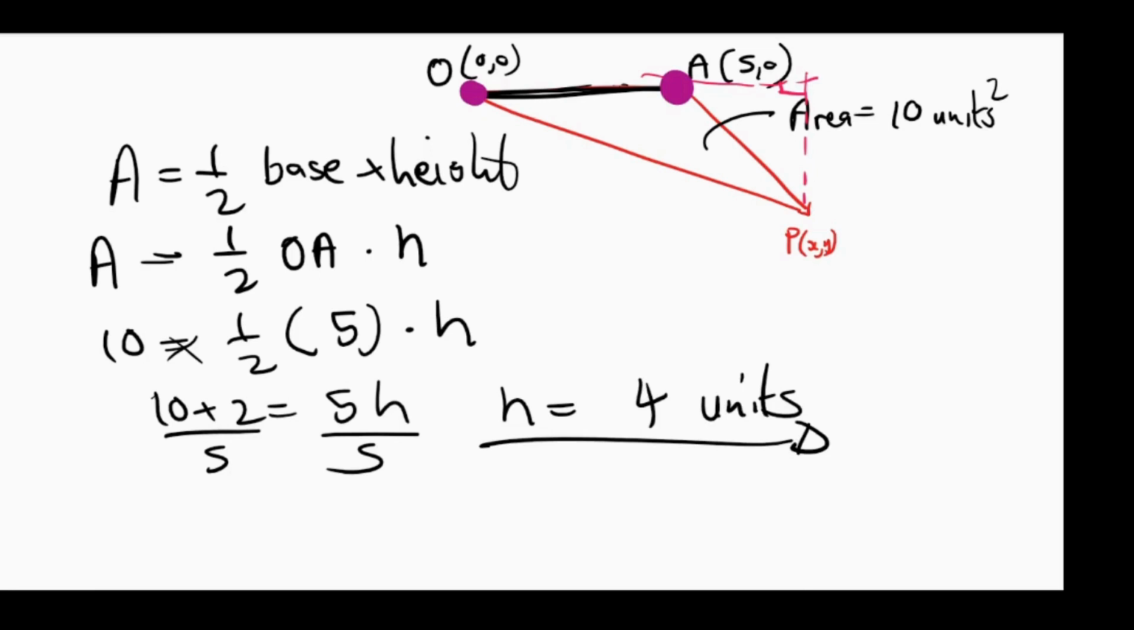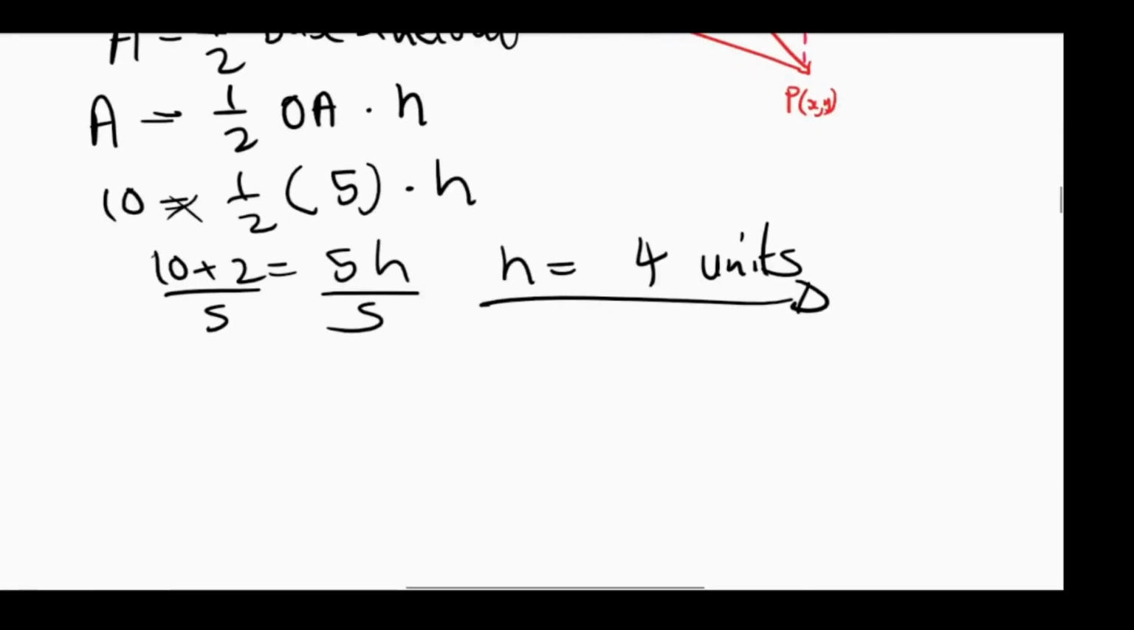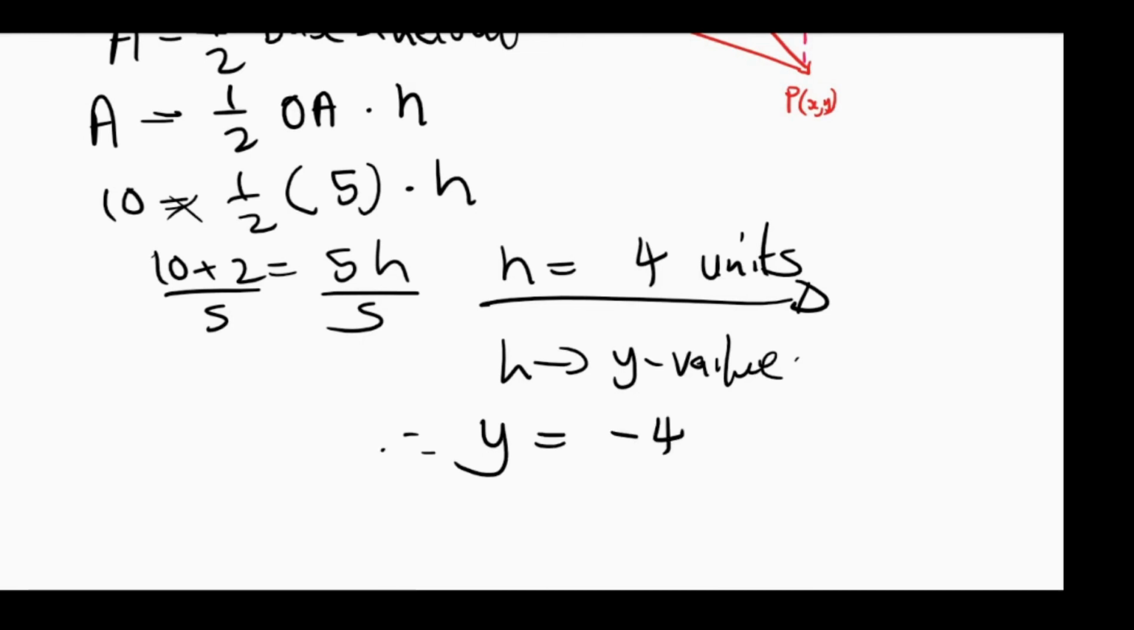But remember, that H is actually a y value if you look at it in terms of the diagram. So you can conclude that y is actually equal to -4, right? Why am I saying that?